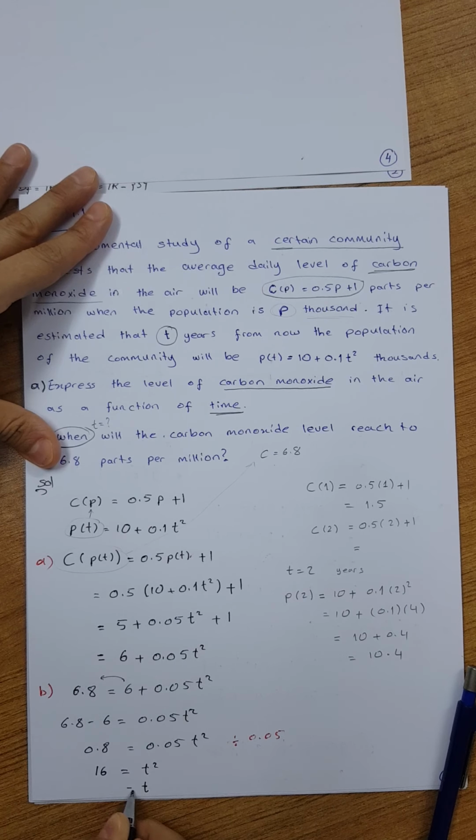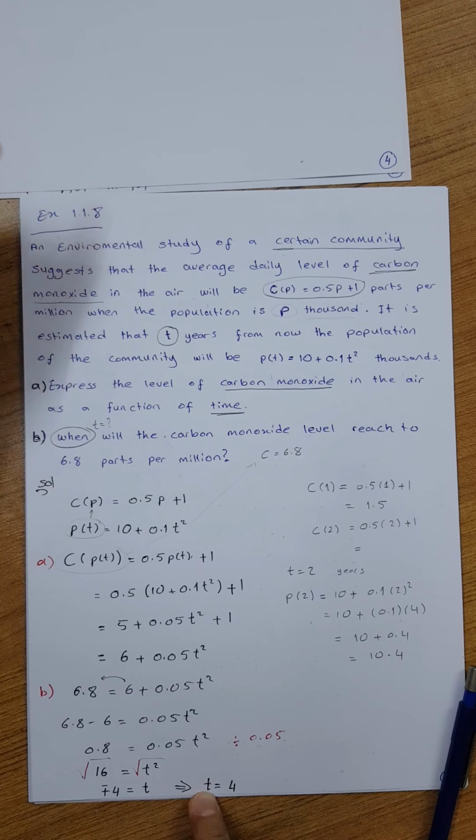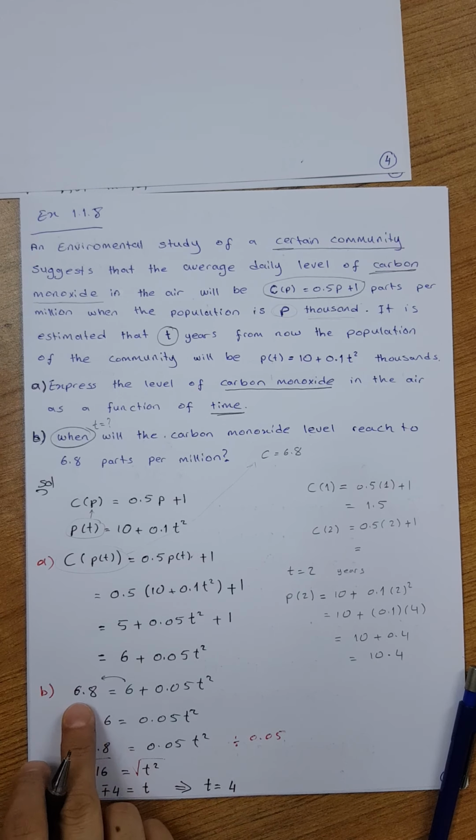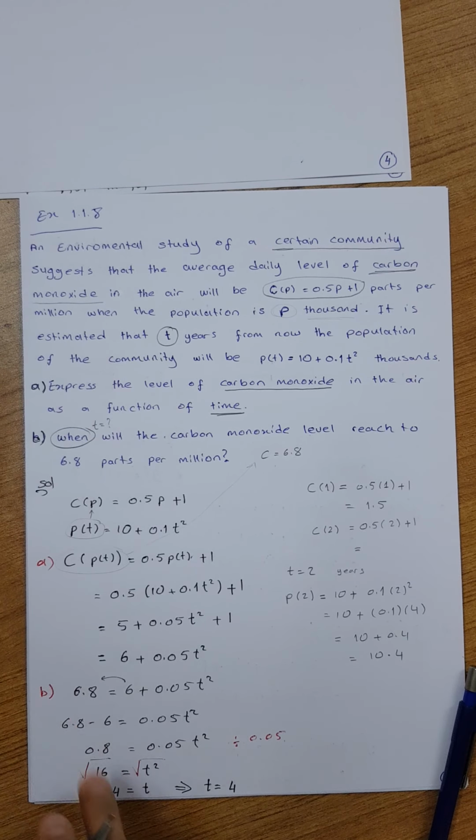So T is equal to what? If I take the square root of both sides, that's equal to plus or minus 4. Of course, we are discarding the negative 4. Why? Because we are searching for time. Time cannot be negative 4. So we are saying T is equal to 4. What does that mean, T is equal to 4? That means after 4 years, the carbon monoxide level in the air will reach 6.8.